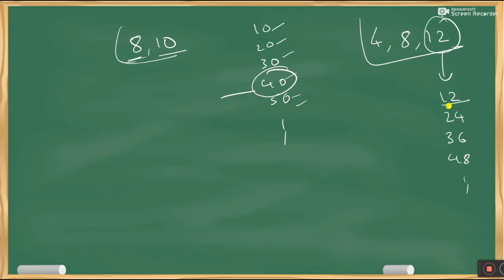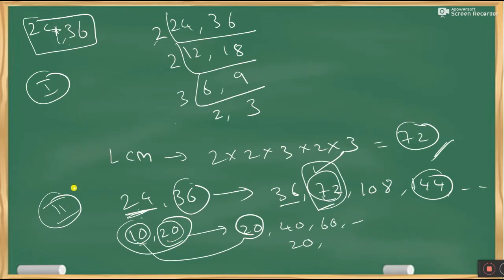So if I take 12, 12 is not divisible by 8, so I can't take this. 24: 8 3s are 24. Yes. Similarly, check for 4. 4 6s are 24. So the LCM of 4, 8, and 12 is 24. Got the point? So that's regarding the shortcut. That is the second method.